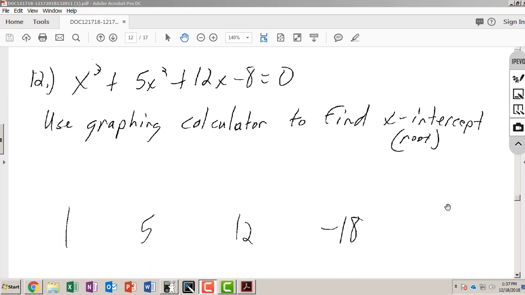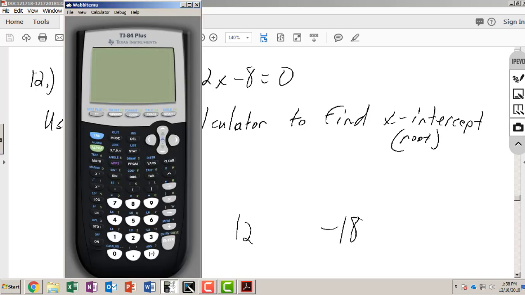Number 12. It says list all possible rational roots, use synthetic division to find an actual root, then use this root to solve the equation. So notice that in this problem, just like we did on our assignment, sometimes you just list them out and substitute them in, but you can also use your graphing calculator to help you find that root.